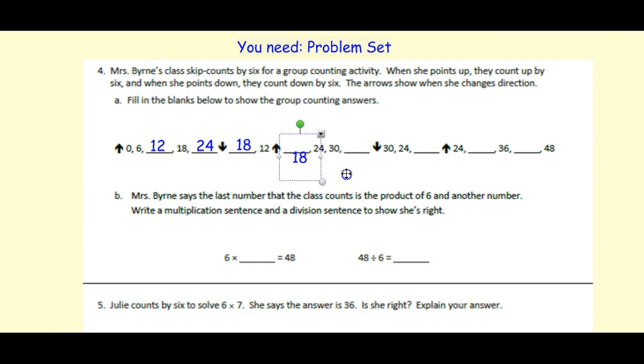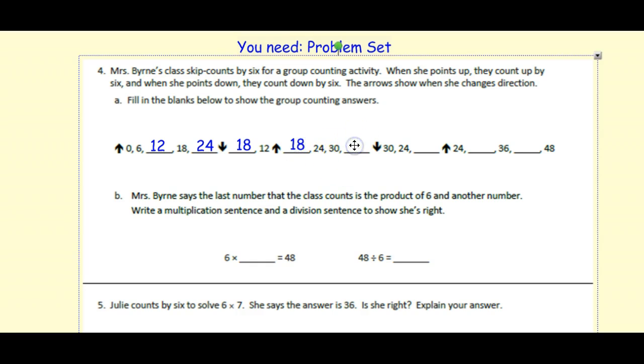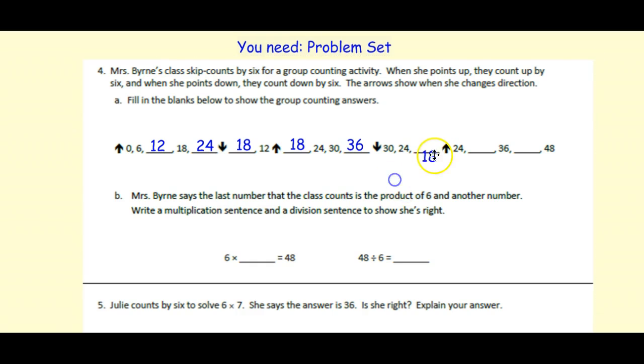Right here, you should have had 18. After 24 and 30, you should have had 36. So you start counting down. After 36 was 30, and then 24, and then I have 18. Start counting up again. So after 24 is 30. Then comes 36, and after 36 is 42.